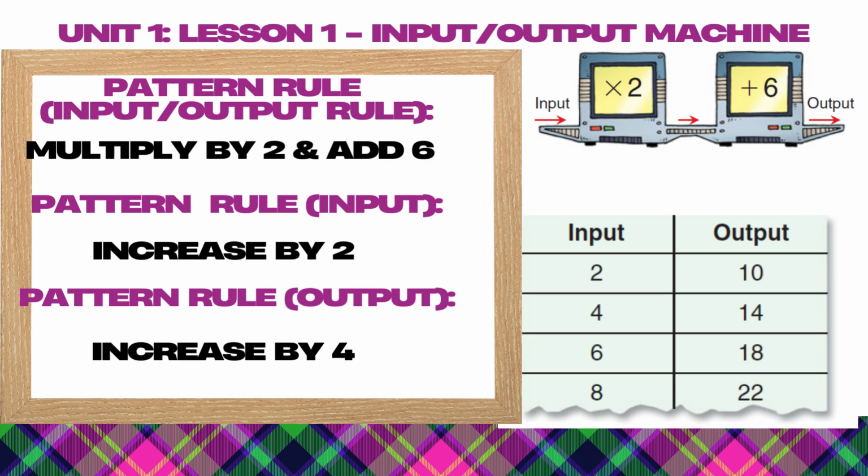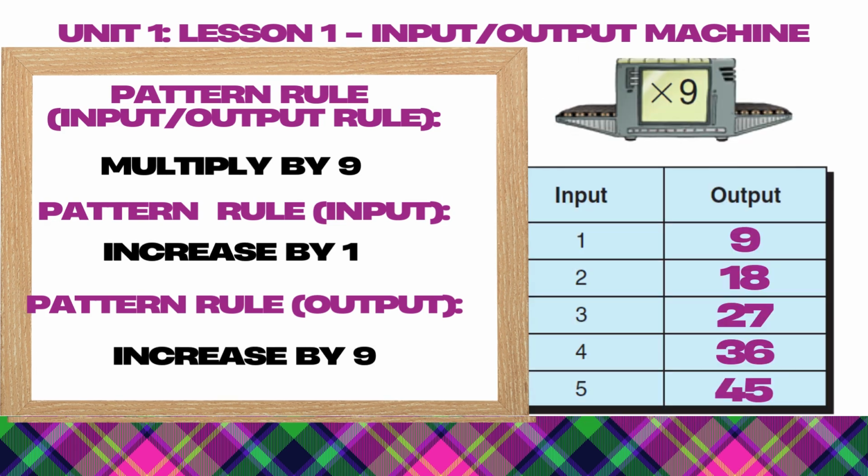And let's take the first one. So if the input is 2, what I would need to do to find the output would be to multiply that 2 by 2. 2 times 2 is 4, and then add 6. 4 plus 6 is 10. So 10 is the output.